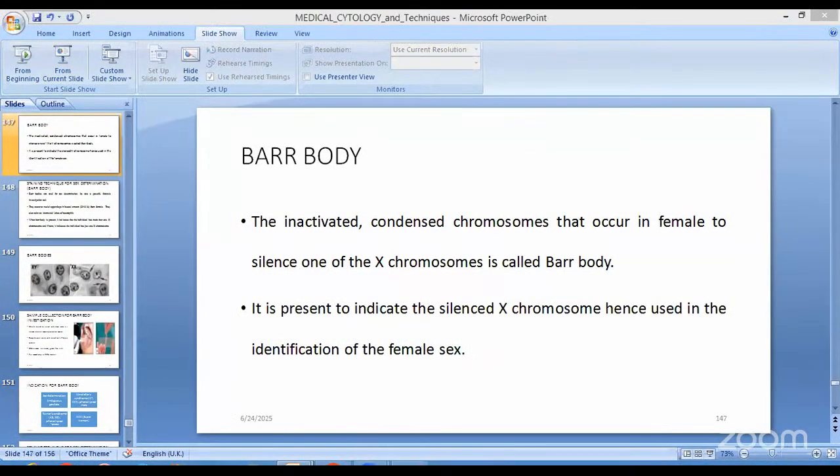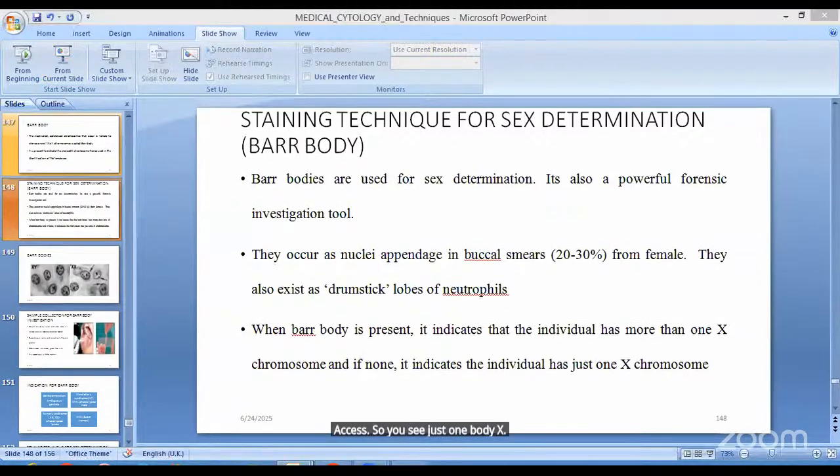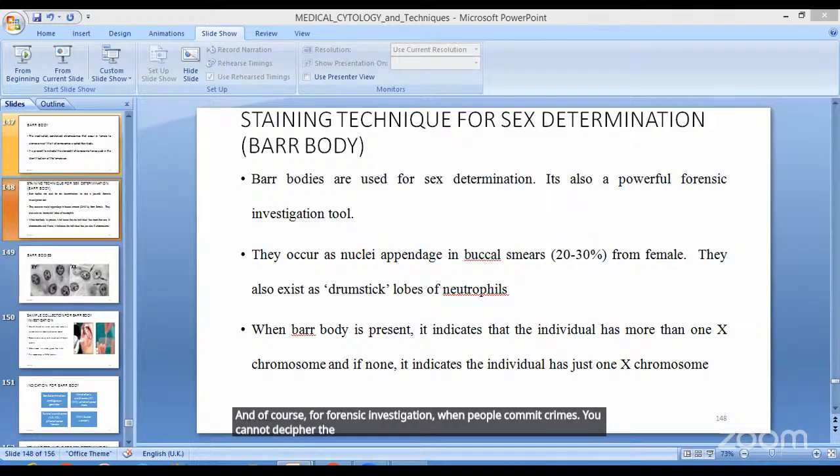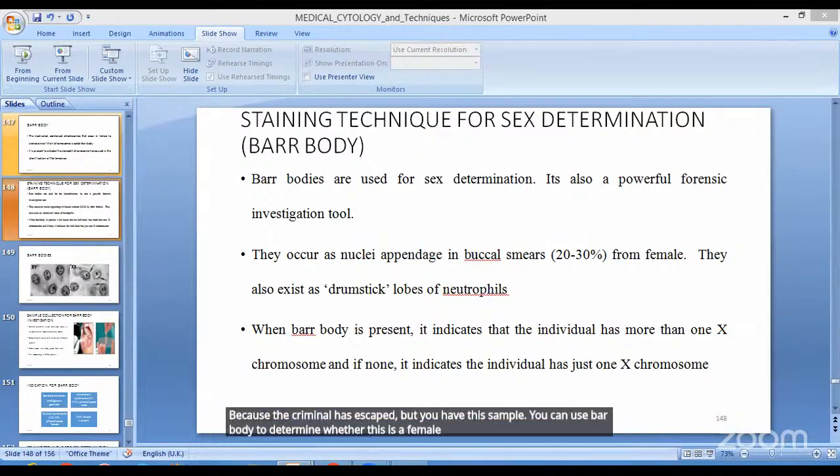And that's why it is used in the identification of the female sex cell. So you see just one Barr body. They are a powerful tool for sex determination and, of course, for forensic investigation. When people commit crimes and you cannot decipher the sex because the criminal has escaped, but you have the sample, you can use Barr body to determine whether this is a female or a male.